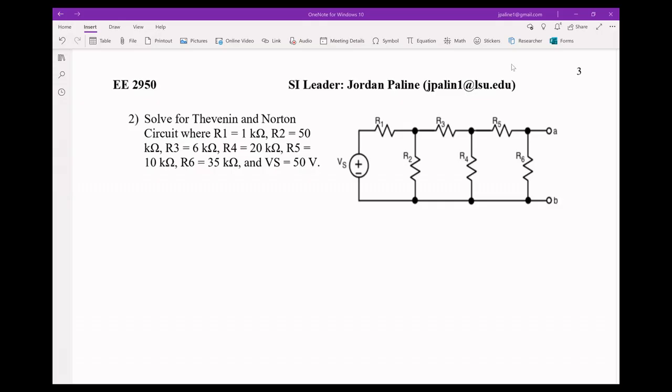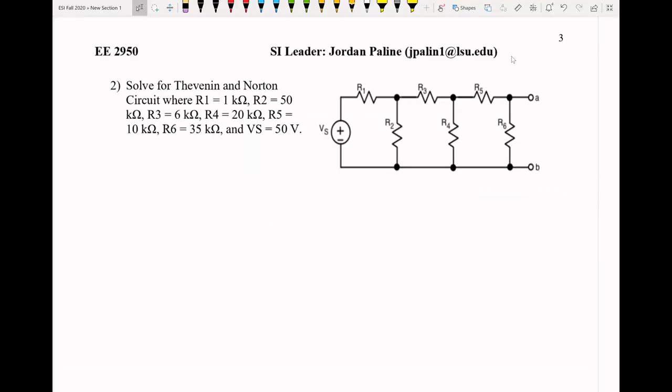Okay, let's take a look at the next problem here. This is asking us to solve for the Thevenin and Norton circuit, where all of the resistor values are given in the problem statement, and our source value is also given there. They don't explicitly say, but A and B over here are our open terminals.